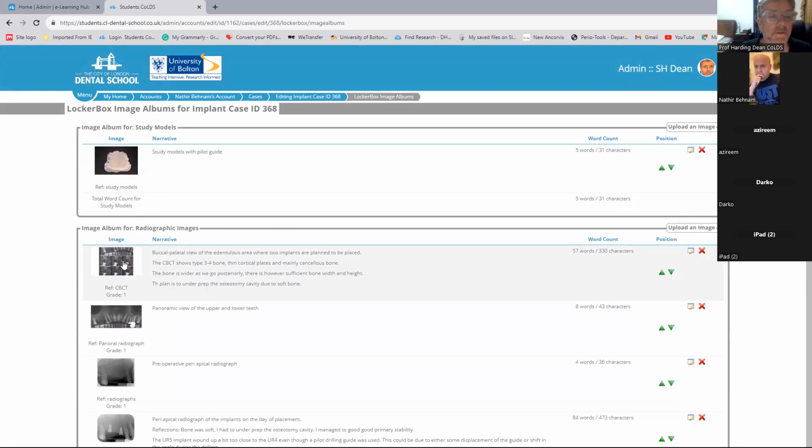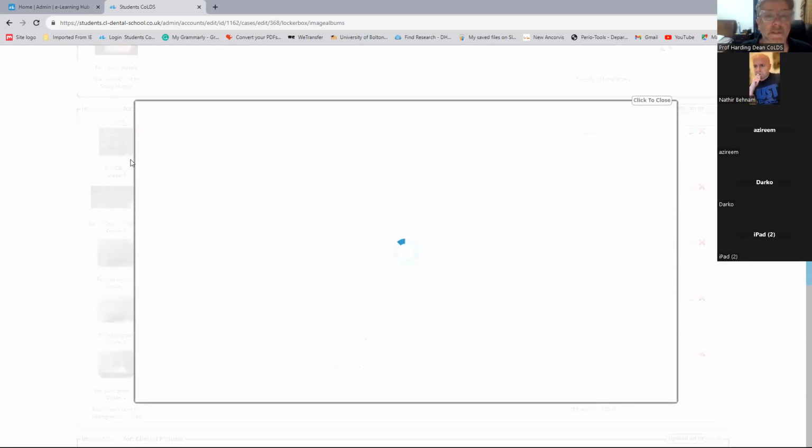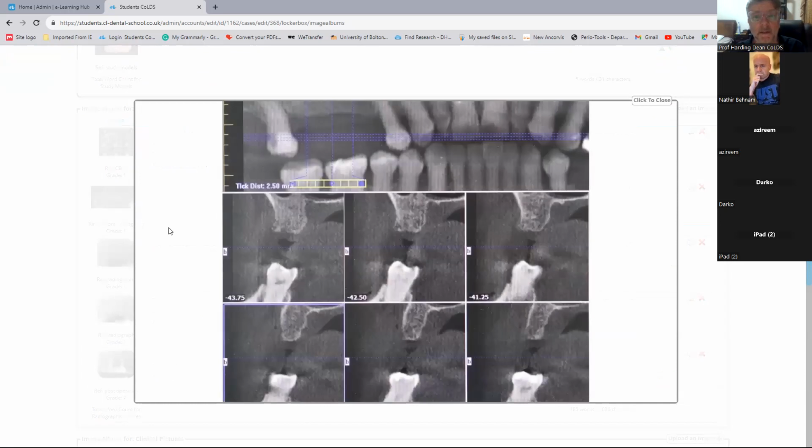Now here, on the X-ray section, you've got the CBCT that you used to plan it. Now this is very nice. You've done a nice screenshot. We can see the ridges there.